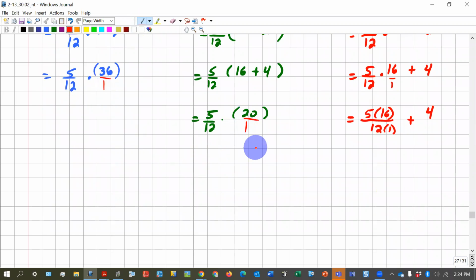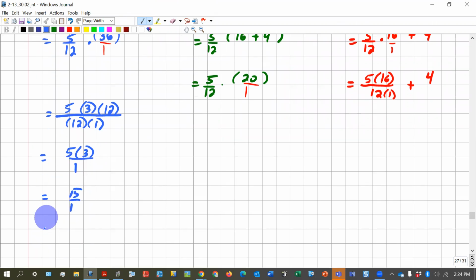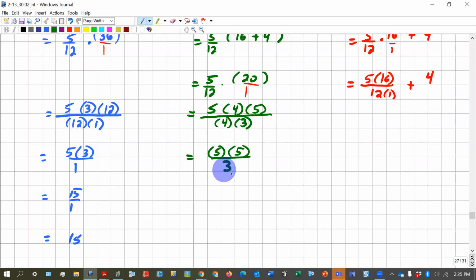36 is 36 over 1, 20 is 20 over 1, 16 is 16 over 1. 36 is 3 times 12. 12 is 12 times 1. So our first answer was 15. When we multiply 5/12 times 20, 12 isn't a common factor anymore, but 4 is. So we end up with 5 times 5 over 3.